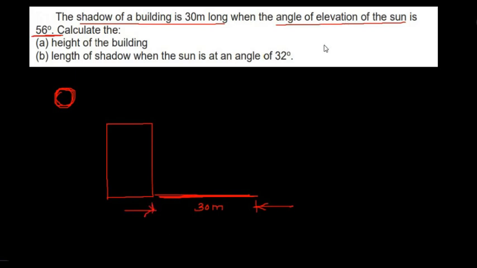Now the angle of elevation of the sun, which means the angle the sun makes with the ground, is given as 56 degrees. So we mark it here as 56 degrees. This is the angle of elevation of the sun with respect to the ground. This is the ground on which the shadow is falling. They have asked us to calculate the height of the building. Now this is the height of the building and this is what we need to find out.